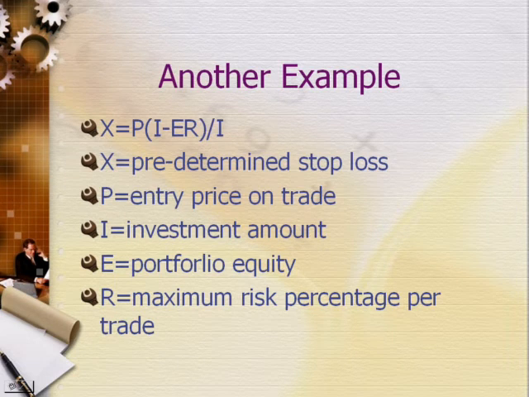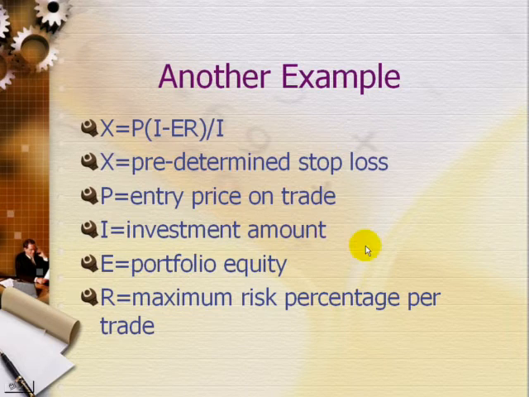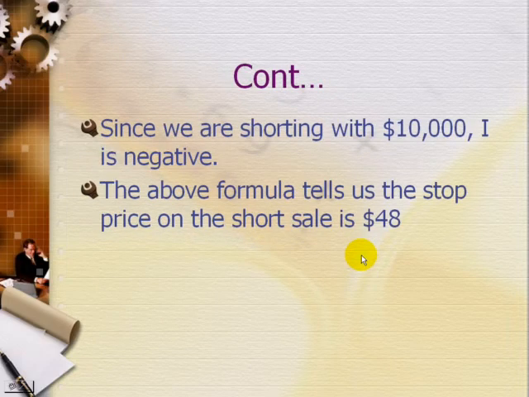And what that means is that we are therefore able to get to a very systematic, very professional idea of where to stop, where to enter, and so forth. Okay, if we take this forward a step, since we're shorting, let's say, with $10,000, the number I in the previous thing is negative because we're going short. The above formula tells us the stop price on the short sale is $48.